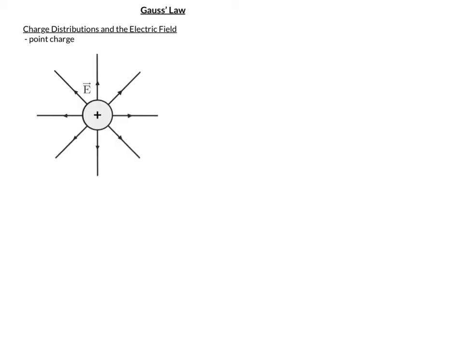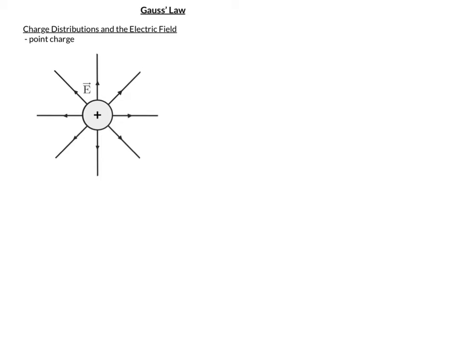In this lecture, we'll look at Gauss's law, but before we can do that, we should review a few things. So let's start by looking at how the electric field is affected by different charge distributions. Starting with the simplest one, a point charge, and we know that a point charge can be positive or negative.